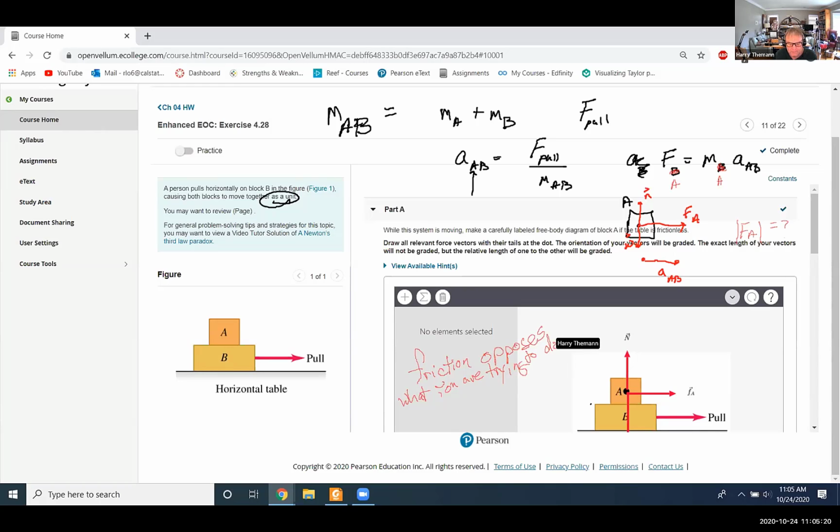So in this case, A wants to stay at rest. So friction has to pull to the right. That's all there is to it. Now, let's see, what else? What's the other way to think about it? Block A is accelerating to the right.